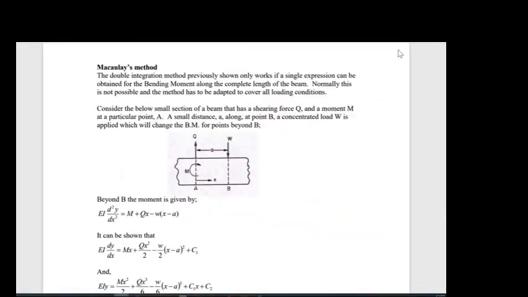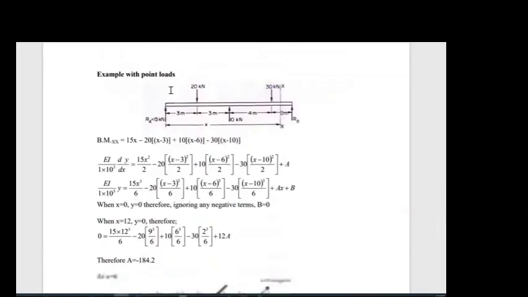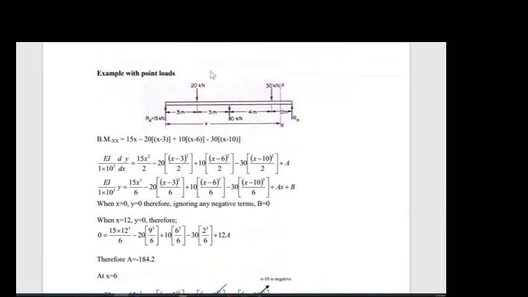Let's have a look at an example with a simple point load. Here's the Macaulay's method example with point loads. We've got a beam, and we can see that there are multiple loading points along that beam. So our simple scenarios that we dealt with last time wouldn't be able to find a solution for that beam. We're going to have to use Macaulay's method. So let's have a look at that solution.